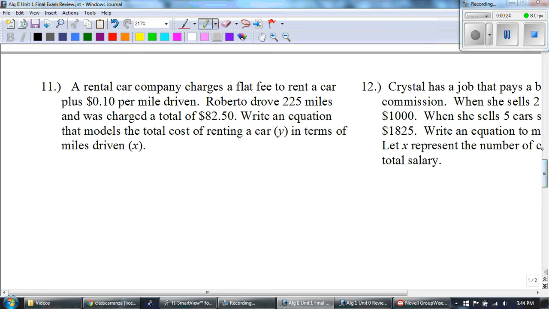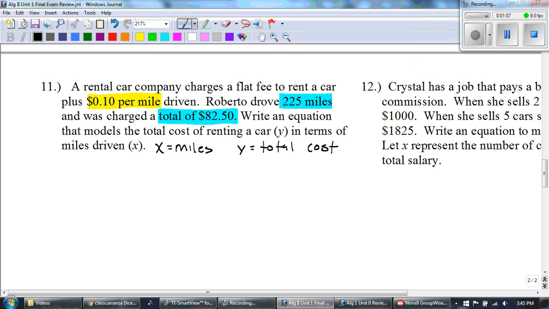A rental-car company charges a flat fee to rent a car plus 10 cents per mile driven. Roberto drove 225 miles and was charged a total of $82.50. Write an equation that models the total cost of renting a car, y, in terms of miles driven. So what they just said was x is your miles and y was the total cost. So I have three numbers.